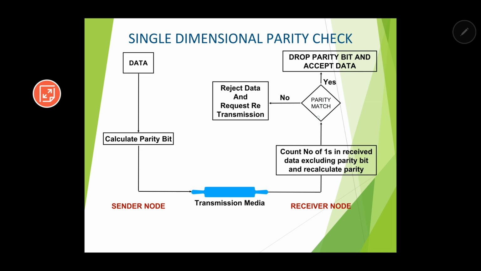Now, if the parities calculated at the sender's end and at the receiver's end match, then we will drop the parity bit and accept the data. If it matches, obviously we will accept the data as in case 2. But as we have done in the previous sum in case 1, the parity bits did not match. If the parity bits do not match after following these steps, we will reject the data and request the sender to retransmit the data. Why retransmit the data? Because there was some error in transmission.